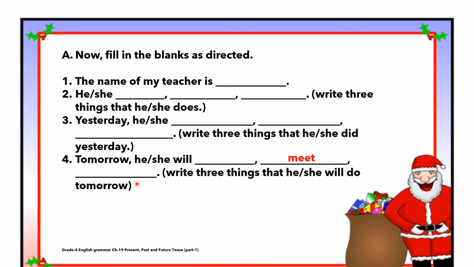Let's see the answers. The name of my teacher is Miss Aarti. She sings, cooks, listens. Yesterday, she played, wrote, ate. Tomorrow, she will go, meet, watch. So children, now look carefully at the words that you have filled in. You have used different forms of verbs. Now you have used the simple present, simple past and simple future in this exercise.